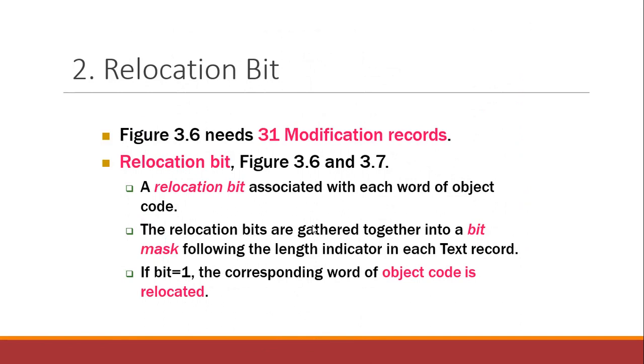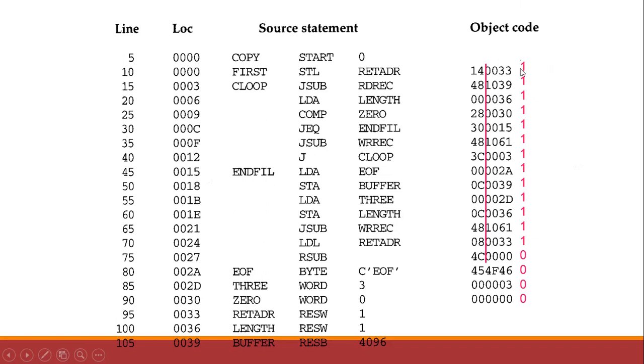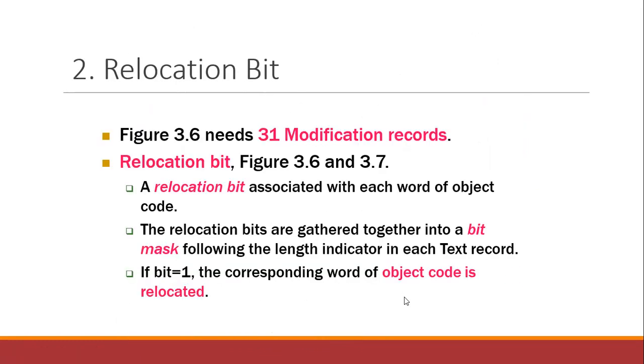So here we are using bit masking, the relocation bit. We are changing it in the text record itself. So here in this example, the 1 and 0 tell the relocation bit status. If you use the modification record, then 31 records. Relocation bits are associated with each word of object code. The relocation bits are gathered together into a bit mask, following the length indicator in each text record. If the bit is equal to 1, the corresponding word of object code is relocated.